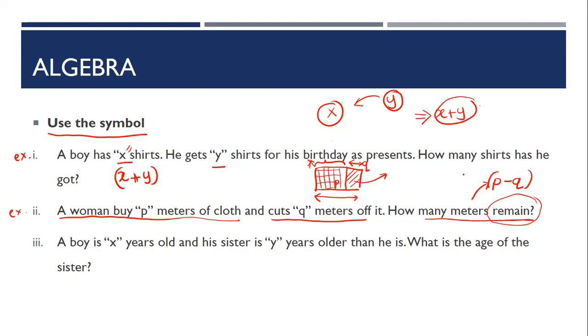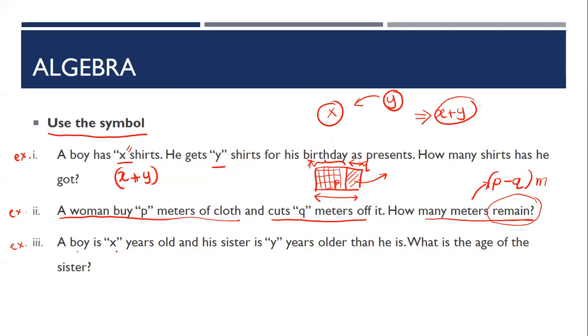So the remaining meter is P minus Q meters. Okay, so then let's see our example 3. Here a boy is X years old and his sister is Y years older than him. What is the age of the sister?